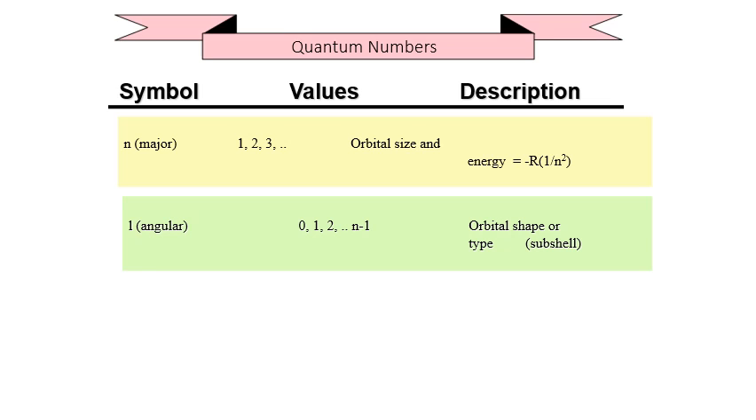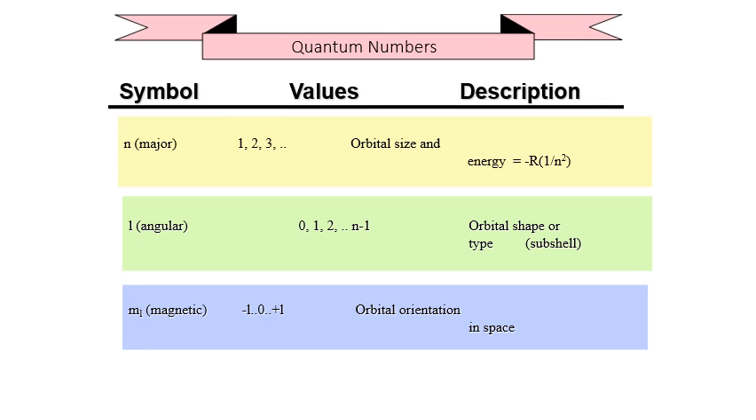Now L is the angular quantum number, or orbital angular quantum number, which has values 0, 1, 2 up to n minus 1. It gives the orbital shape. So what kind of shape will the orbital be? It is circular or dumbbell shape, depending on this angular quantum number.